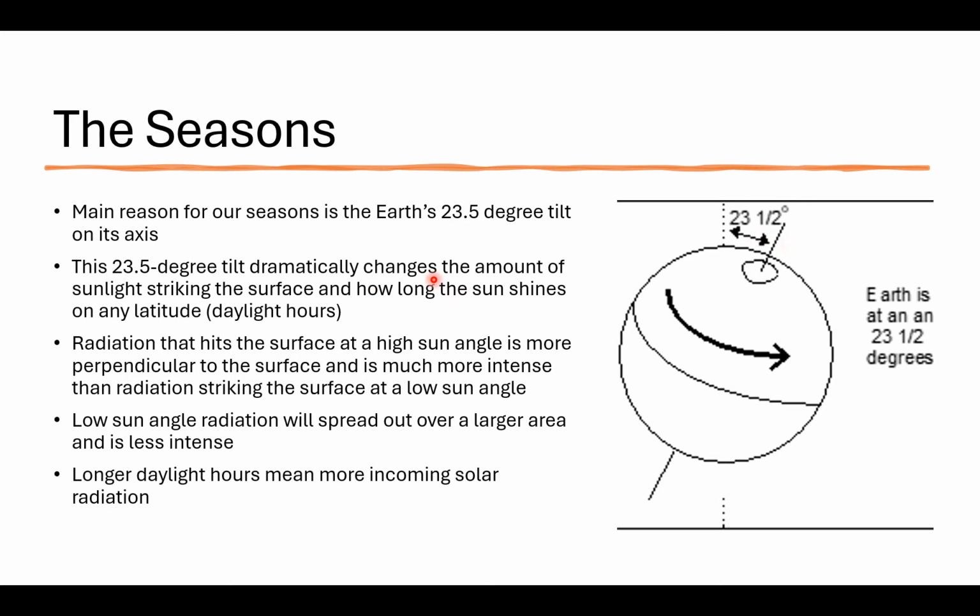This drastically changes the amount of sunlight striking the surface and how long the sun shines at any latitude. How many daylight hours are there at various latitudes? This tilt is really going to dictate that. Now radiation hits the surface. When it hits the surface at a high sun angle, you're going to get more of a perpendicular component to the solar radiation, much more intense radiation striking the surface as compared to sun at a low sun angle just slightly above the horizon, which is going to be much weaker radiation. Low sun angle radiation is going to spread out over a larger area. It's less intense. Longer daylight hours also mean more incoming solar radiation. So during the summer season, we get a lot more daylight hours, which means we have a lot more sunlight, which results in more incoming solar radiation.